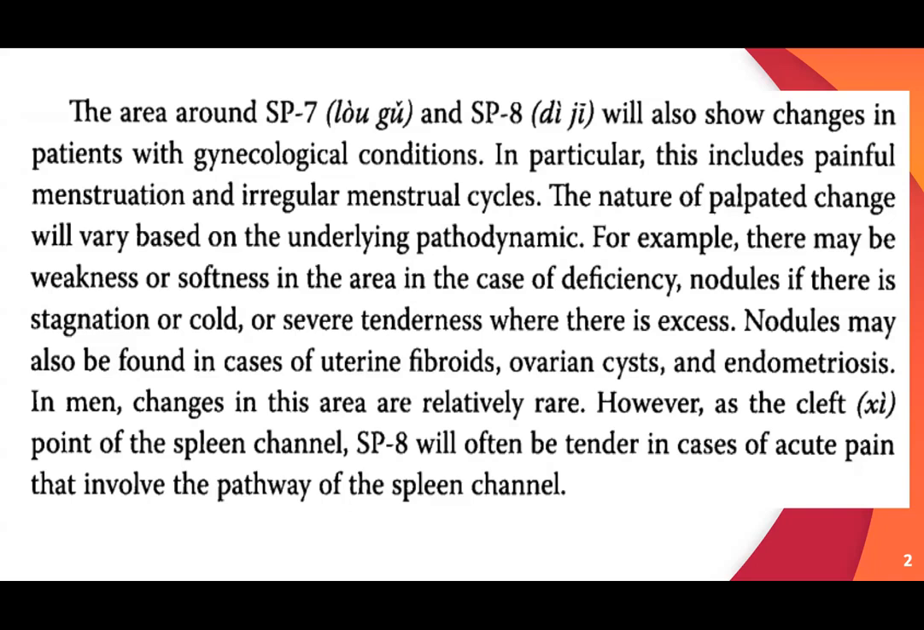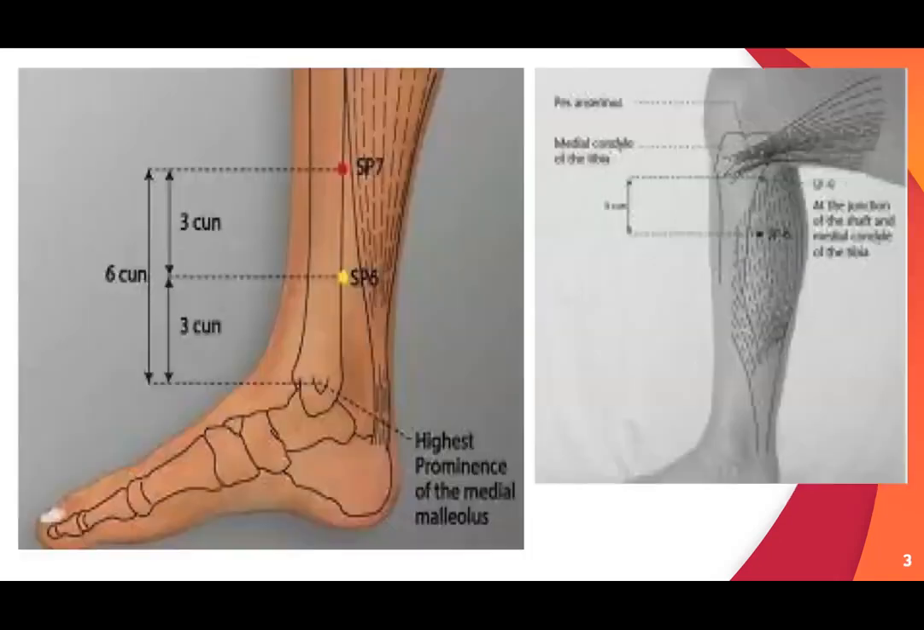So if you would like to determine if there is a possibility of myoma, you might want to press the area around spleen 7 and spleen 8. In men, changes in this area are relatively rare. However, as the sheath cleft point of the spleen channel, spleen 8 will often be tender in cases of acute pain that involve the pathway of the spleen channel. So here you could see the location of spleen 7 and spleen 8.